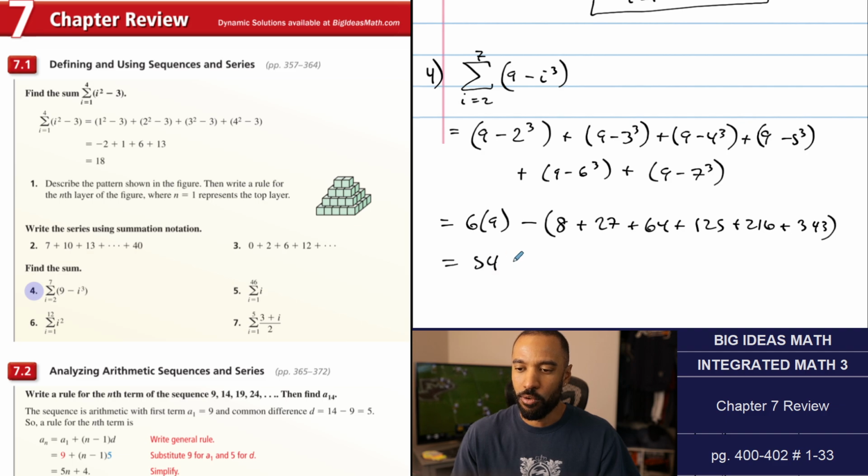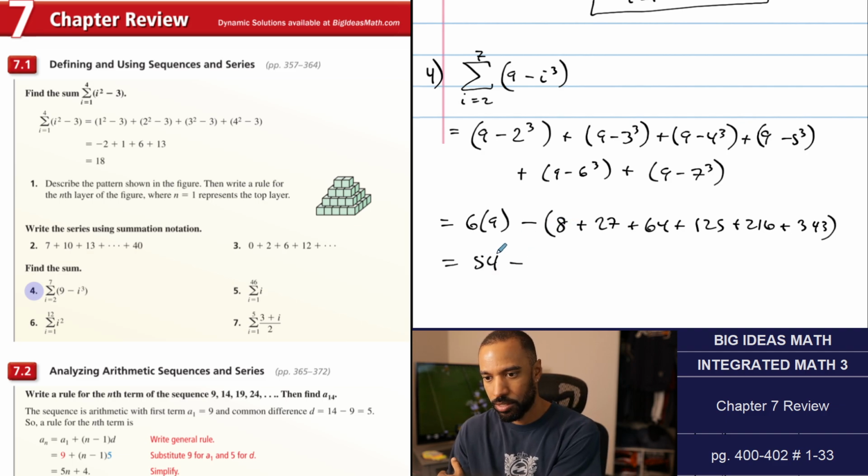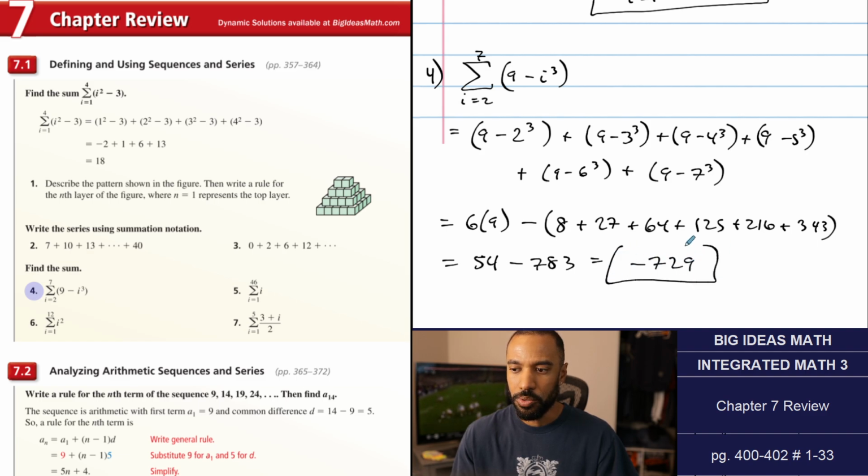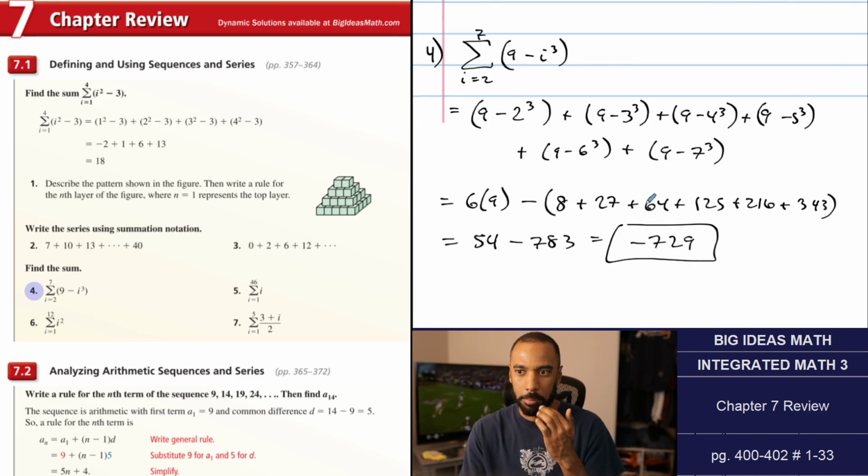So that's going to be 54 minus 35, 99, 224, I believe. It's 224, 540, and 783. 54 minus 783, which is negative 729. You can use a calculator, that's fine. I just wanted to clean it up a little bit.